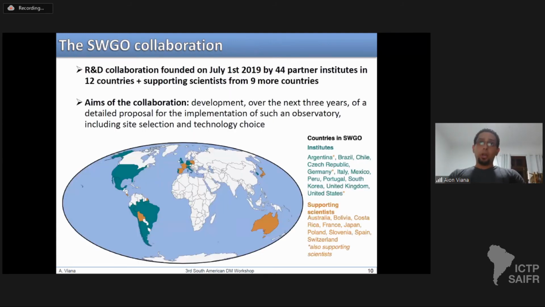So there is a collaboration that was formed in July 2019, basically an R&D collaboration with already 44 partner institutes from 12 countries and several supporting scientists from 9 more countries. The main aim of the collaboration is the development, over the next 3 years, of a detailed proposal for the implementation of such an observatory, including site selection and the technology choice. That's where we are currently.